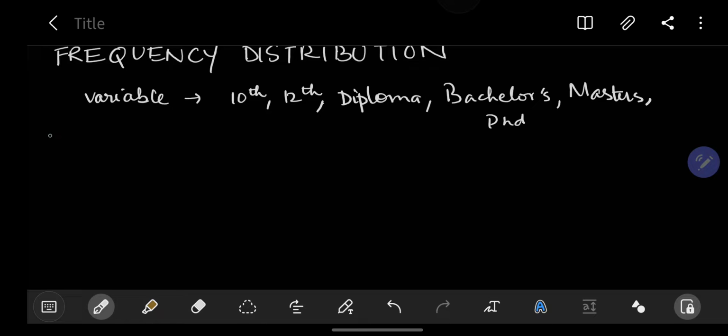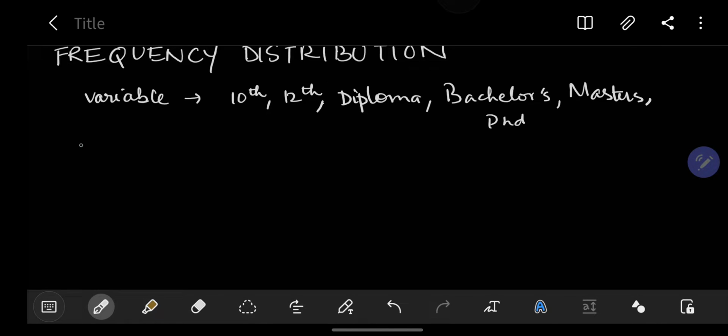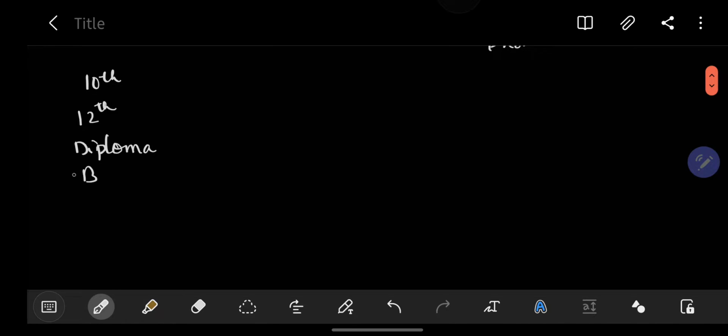Let us make a table. It's a basic criteria to solve a frequency distribution. So here, in the variable: 10th, 12th, diploma, which is the highest level of education. Let us denote bachelor's with B, master's with M, and PhD with P. Here we took a survey of 40 people, so the total individuals were 40.